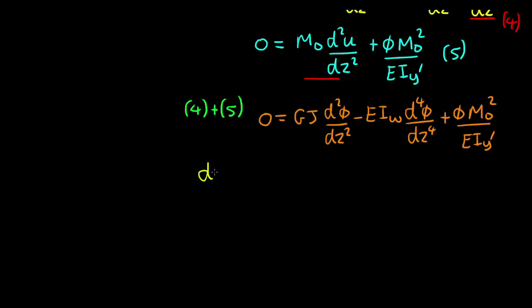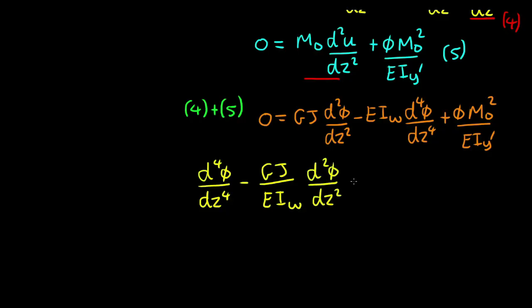So we get the fourth derivative of phi with respect to z minus the torsional stiffness on the warping stiffness by the second derivative of phi with respect to z, and minus the reciprocal of the warping stiffness by m naught squared on the lateral bending stiffness by the angle of twist, and that's equal to 0.